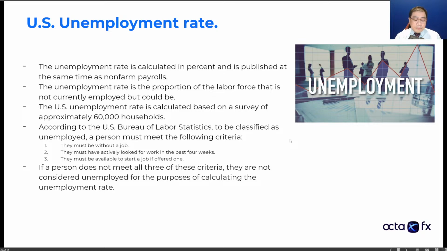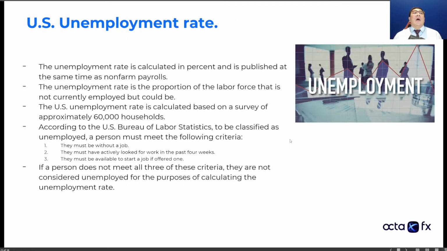Okay? If a person does not meet all three of these criteria, they are not considered unemployed for the purpose of calculating the unemployment rate. So the unemployment rate is very specific. They must be without a job, must be actively looking for a job in the past 4 weeks, and they must also be available to start a job if offered one. So if McDonald's offers you a job and you don't have a job, you need to take it. That's pretty much it, right? For you to actually be classified as unemployed. Okay.